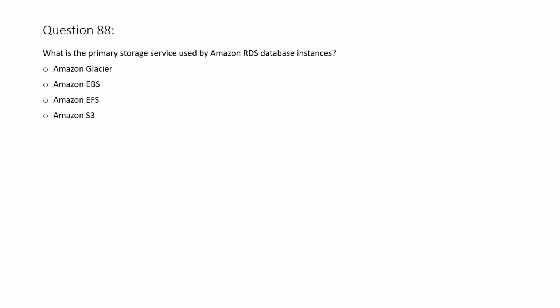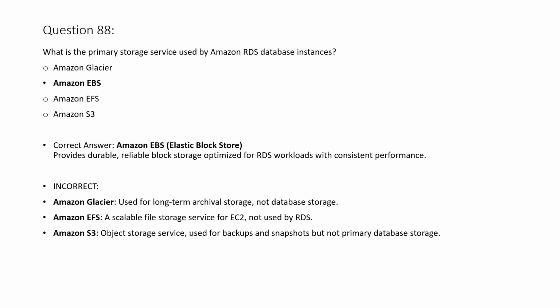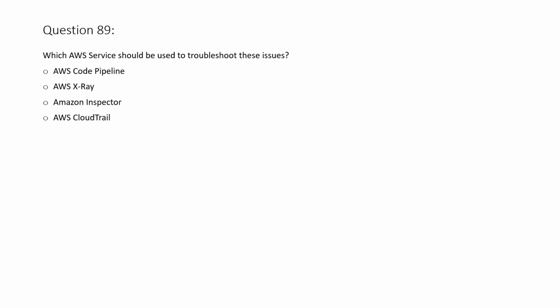What is the primary storage service used by Amazon RDS database instances? Options are Amazon Glacier, Amazon EFS, EBS, and Amazon S3. So the correct answer is Amazon EBS. EBS stands for Elastic Block Store, which will be used by the RDS database.